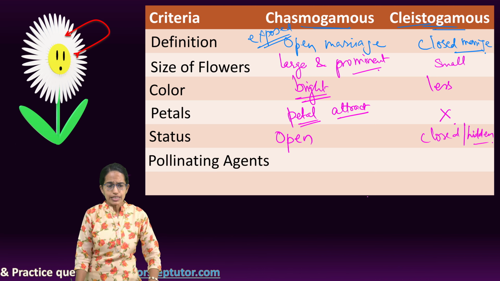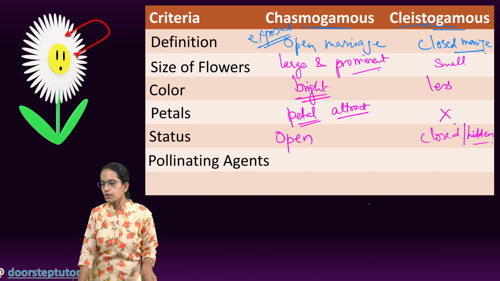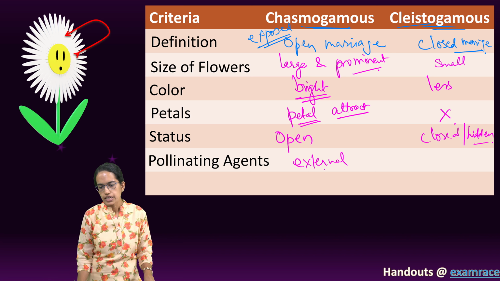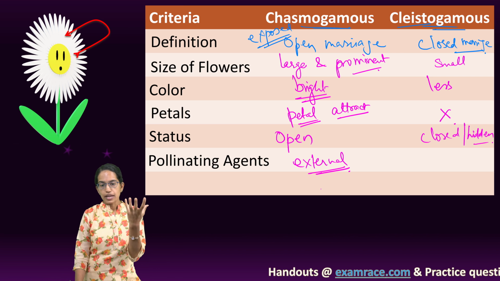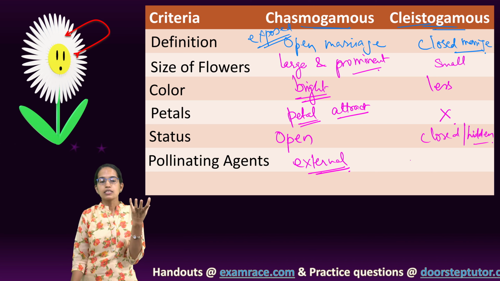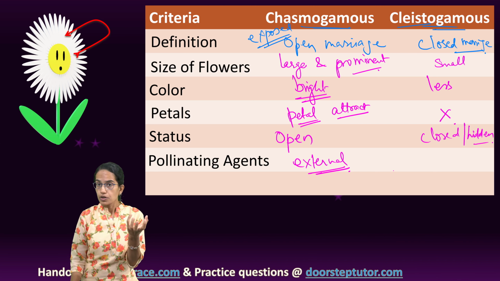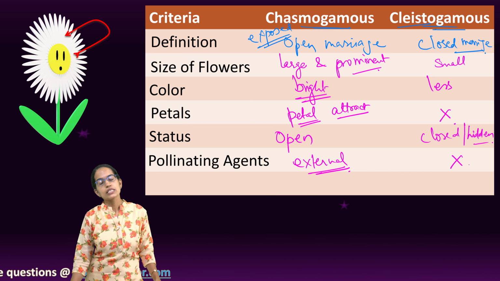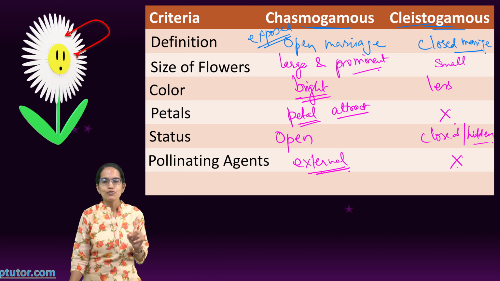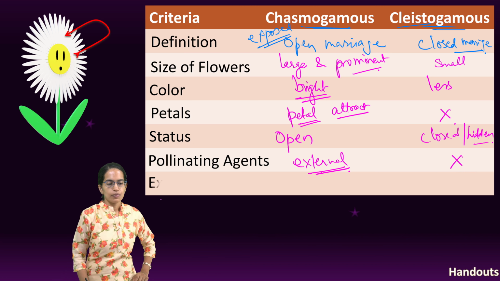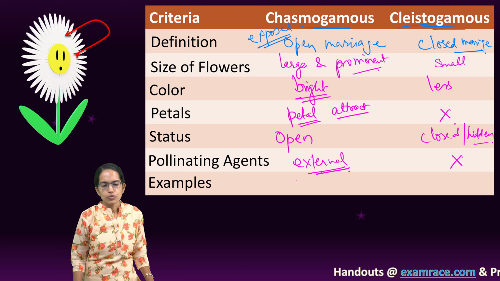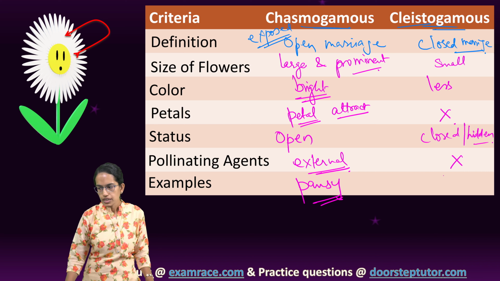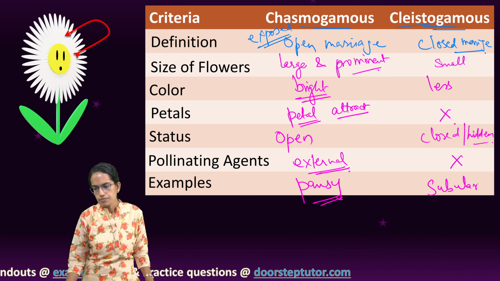Okay. The next is the pollinating agents. Now, the pollinating agents are important. Here, there are external pollinating agents. Since the flowers are big, bright, with colored, attractive petals, and the reproductive organs are open, external pollinators are required. However, no external pollinators are required in the case of Cleistogamous. The last important thing is the examples. Under Chasmogamous, the most important example is pansy. However, here we have Subularia.